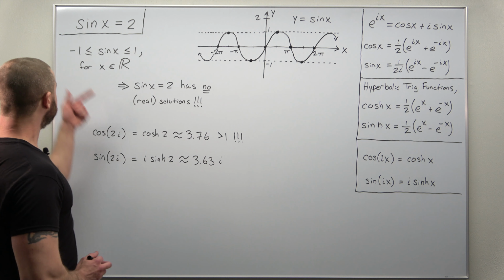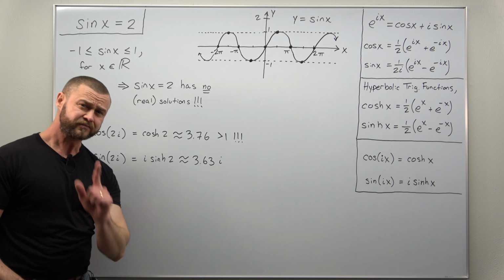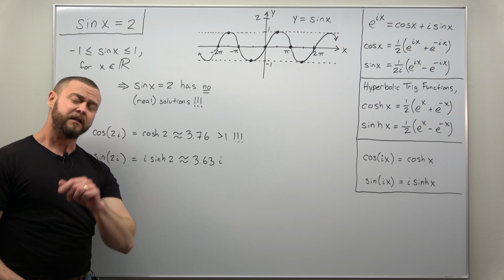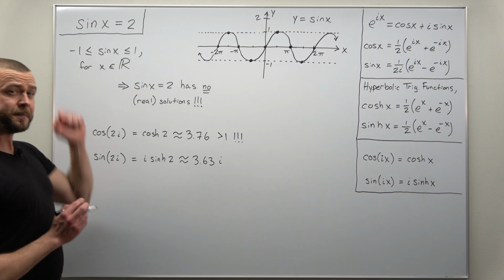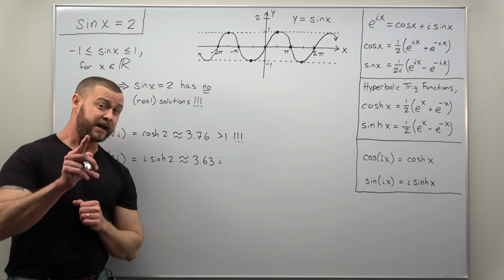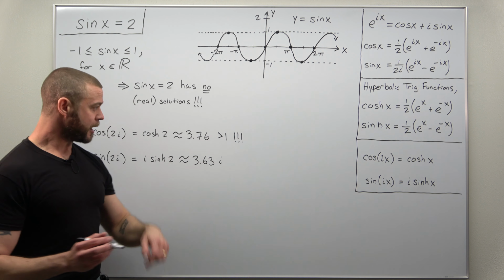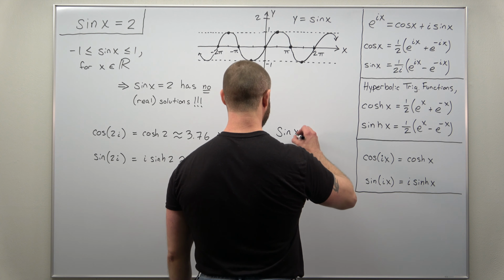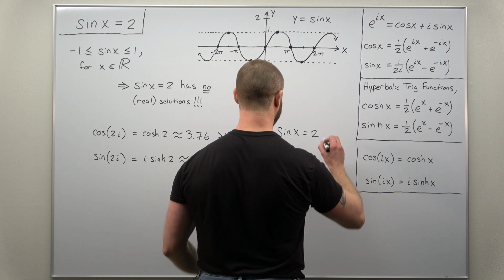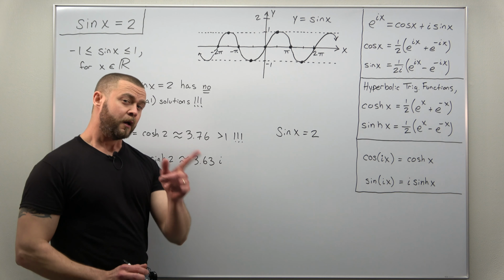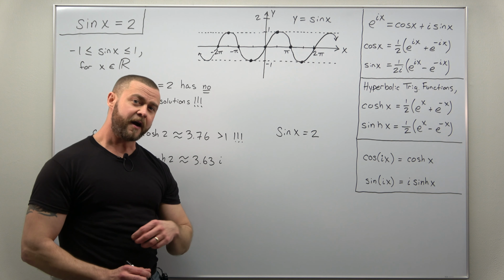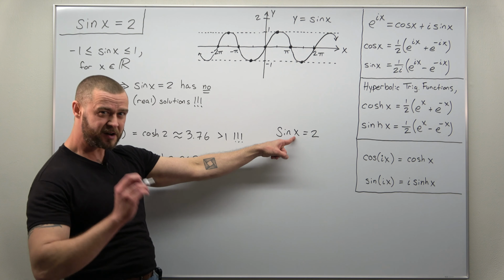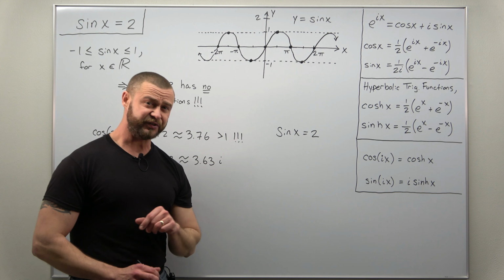So let's immediately change our equation here. From thinking of x as being a real number, let's interpret x as being a complex number. So our equation might look like sine of x equals 2. From before, we're just going to change the variable, just to not lose sight that we're thinking of x now as a complex number.